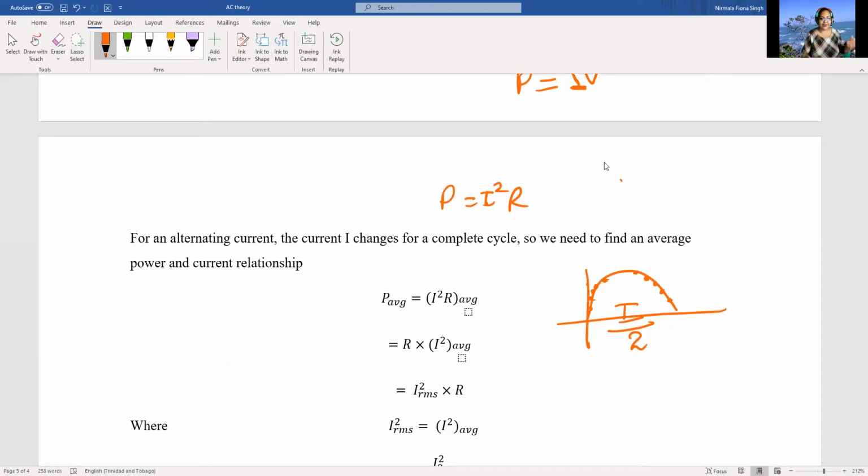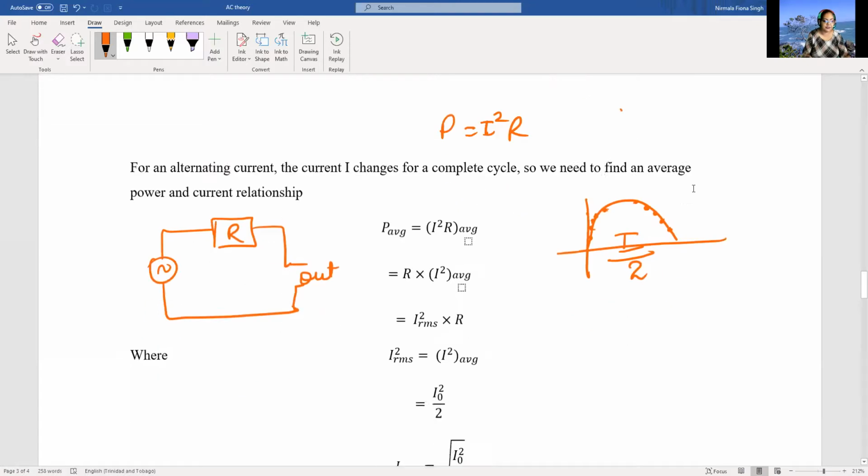Seeing that R is a constant in our circuit, let's think of an alternating supply running through a resistor, and then going towards some kind of output signal, usually a signal generator or receiver. As my current changes up and down, my resistor remains constant. So I can pull that out of the average equation, and I get power is equal to R times I squared average, or the average of I squared.